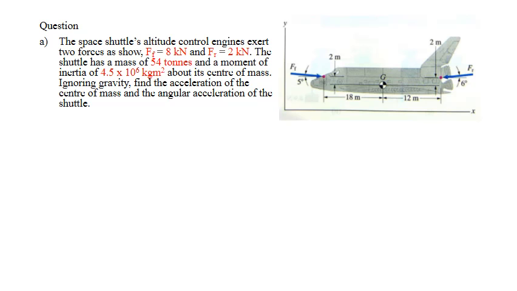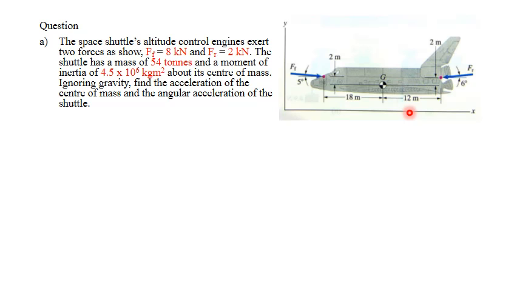So in this question, it says the space shuttle's attitude control engines exert two forces as shown, with Ff equal to 8 kilonewtons and Fr equal to 2 kilonewtons. The shuttle has a mass of 54 tons and a moment of inertia of 4.5 times 10 to the power of 6 kilograms meter squared, about its center of mass G. Ignoring gravity, find the acceleration of the center of mass and the angular acceleration of the shuttle.